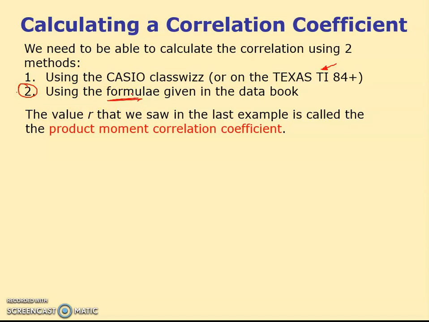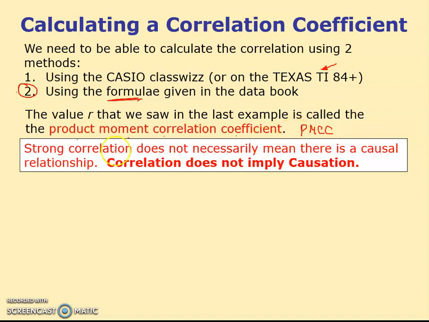Now, this thing that we've just found is sometimes called the product moment correlation coefficient, or I've even seen it called Pearson's product moment correlation coefficient. And sometimes we call this the PMCC, for short. Now, I did talk about correlation does not imply causation. Well, it's mentioned in that cartoon at the top of the starting slide. Strong correlation does not necessarily mean there's a causal relationship. Correlation does not imply causation. I'll tell you what this means.